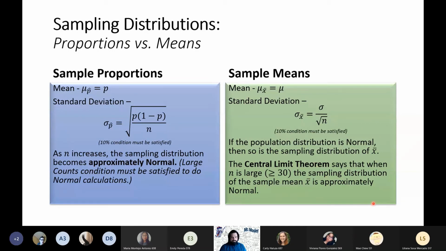So I'm going to show you guys a couple of examples for proportions and means, one for each of these. It's different than the first two examples we saw, and then we'll wrap up.